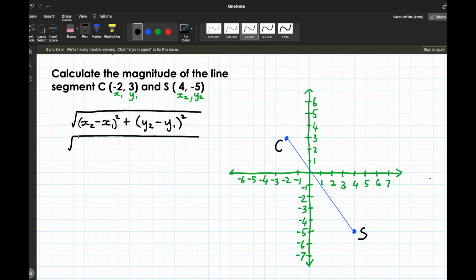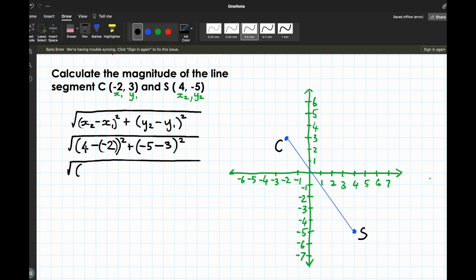So the first thing I have is x2. So x2 represents 4. So I can say 4 take away, and notice what I'm doing here, take away x1, which is negative 2. Notice I'm not shying away from putting back negative 2. So I'm going 4 take away negative 2. And then I'm adding now y2, which is negative 5, subtract y1, which is 3. And then I'm going to square that answer. So I'm just breaking this down so you can see each and every step.